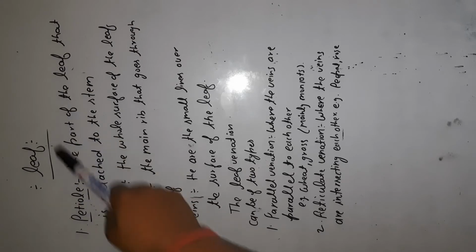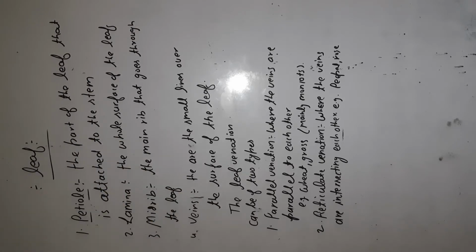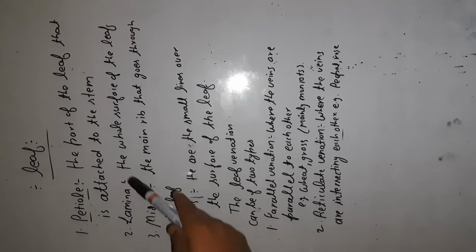Petiole means the part of the leaf that is attached to the stem. The second part is the lamina. Lamina means the whole surface of the leaf. The third part is the midrib, the main rib that goes through the leaf. This is known as the midrib.